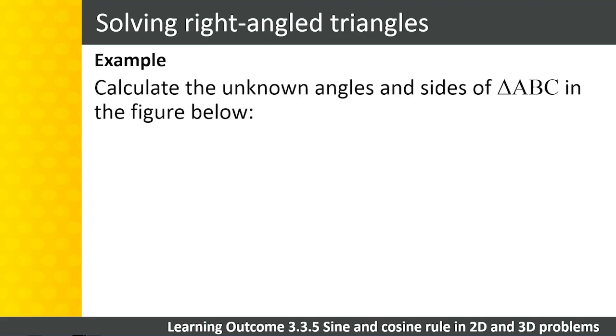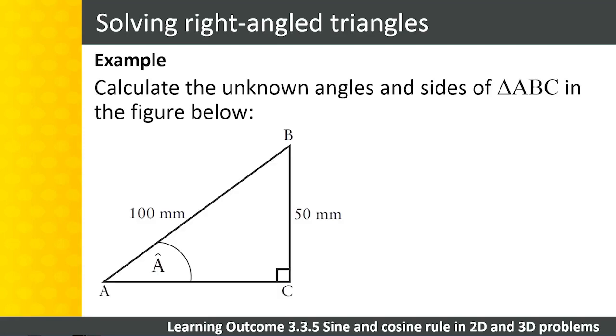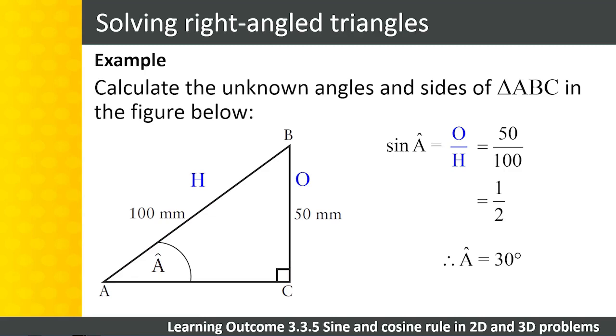Calculate the unknown angles and sides of triangle ABC in the figure. We know that sine A is equal to the opposite side over the hypotenuse. This is our trig ratio. We can substitute in our values of 50 and 100 for O and H, which gives us a half. Using either our calculator or our special triangles, we find angle A equals 30 degrees.